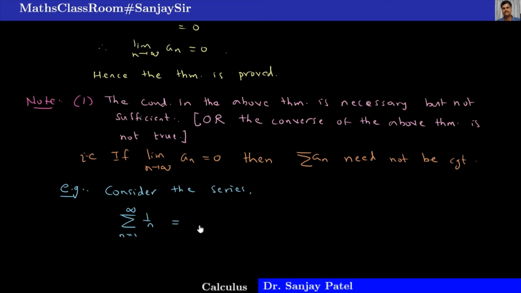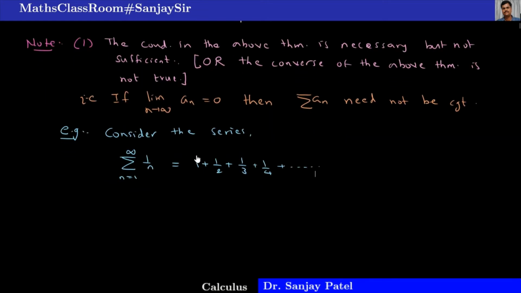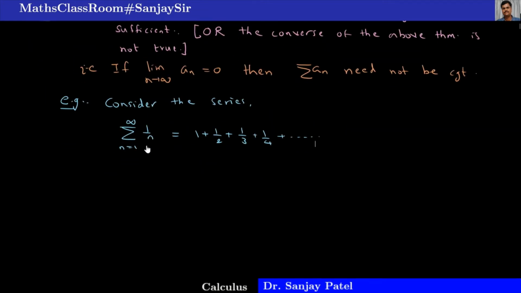What is this series? It is 1 plus 1 by 2 plus 1 by 3 plus 1 by 4 and so on. So here, for this series, the nth term is 1 upon n. So let me write down that thing. Here a_n is equal to 1 upon n.